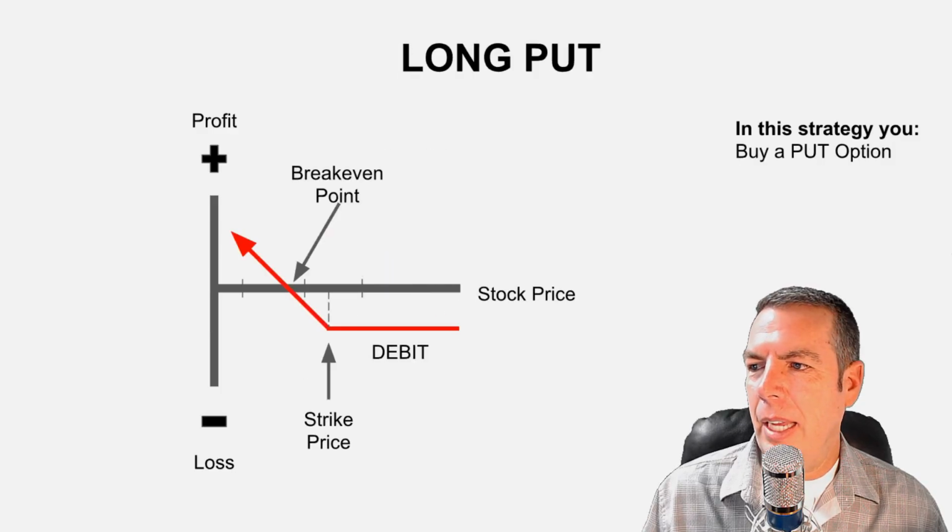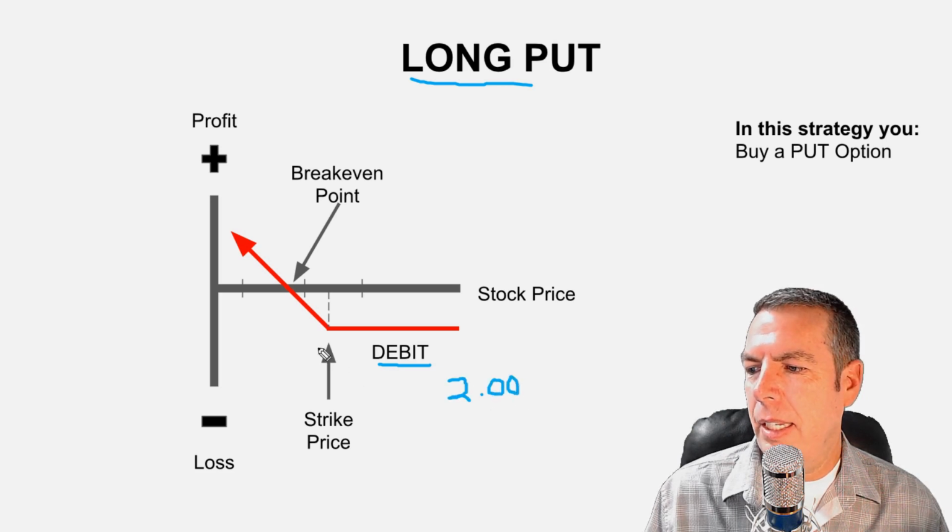All right, let's take a look at a long put now. When we're looking at a long put, we're basically looking for that stock to trade down, and you can see the arrow pointing down there. Again, we are long this position, so that means we had a debit taken out of our account. Let's say we bought this position for $2, and this time we bought the $30 put, and we're hoping for that stock to trade down.